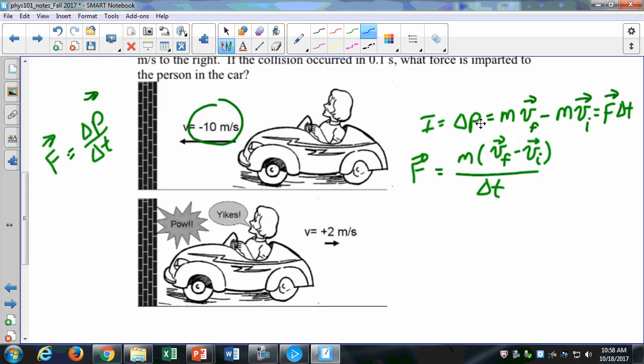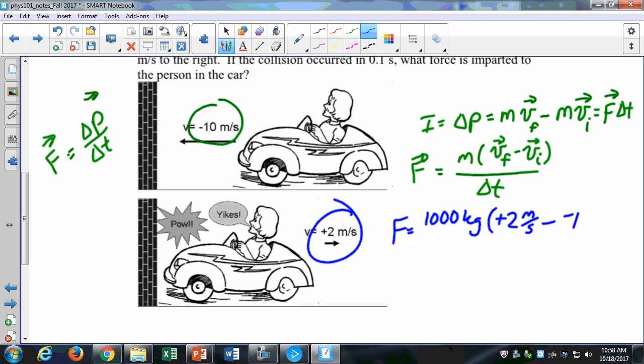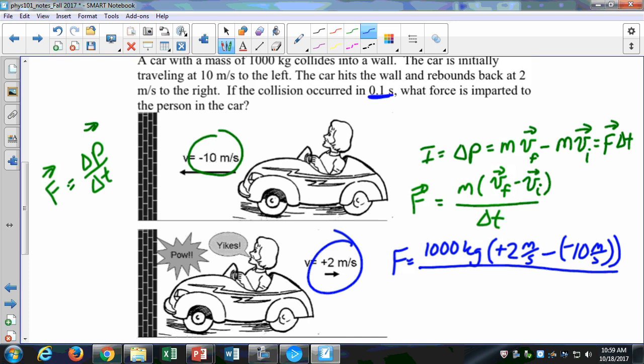So, in this context, if I want to calculate this, I say that the force is equal to 1,000 kilograms, the final speed, which is plus 2 meters per second, minus the initial speed, which is minus 10 meters per second, and then divide that by the time. The collision, it says, occurs in 0.1 seconds. Usually these collisions do occur in a small amount of time, so that's equal to 0.1 seconds.